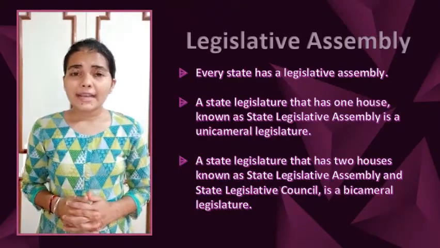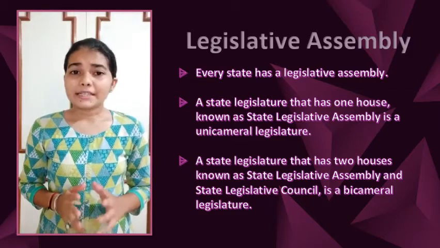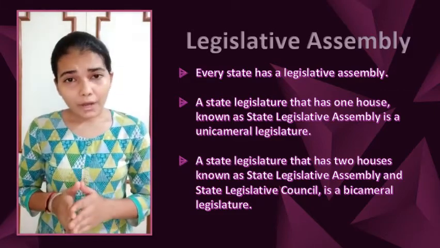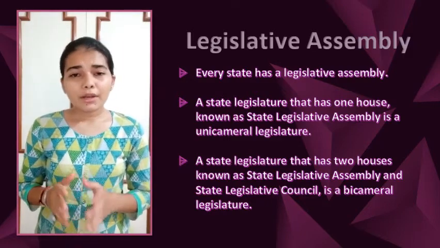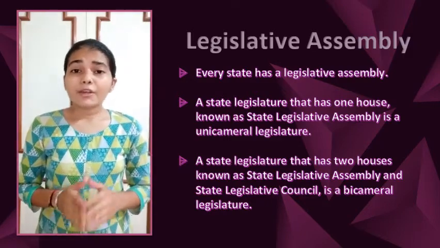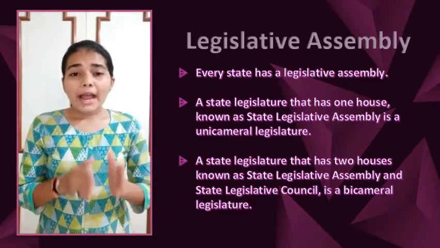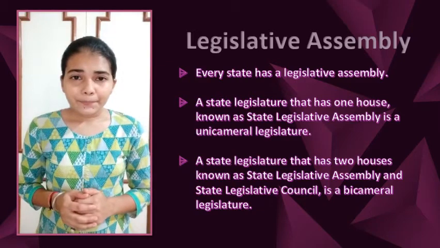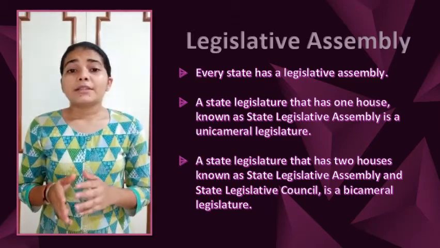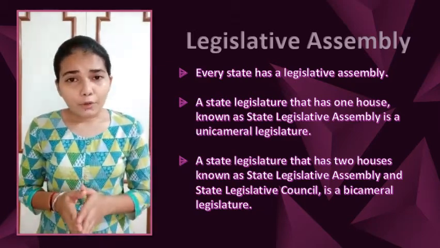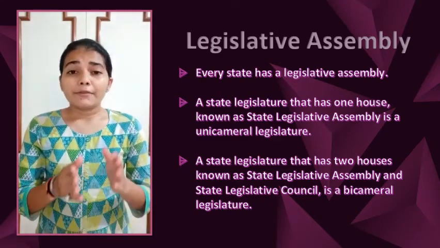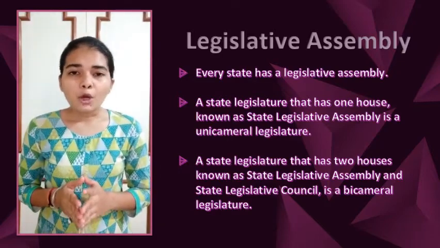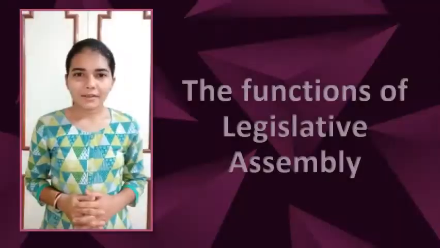Each state has a legislative assembly. A state with a legislative assembly with only one house is known as a unicameral legislature. A state having both the legislative assembly and the legislative council is known as a bicameral legislature. The Vidhan Sabha is the lower house and it corresponds to the Lok Sabha, while the Vidhan Parishad is the upper house and it corresponds to the Rajya Sabha of the Indian Parliament.